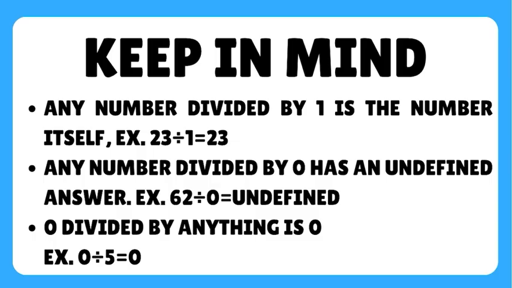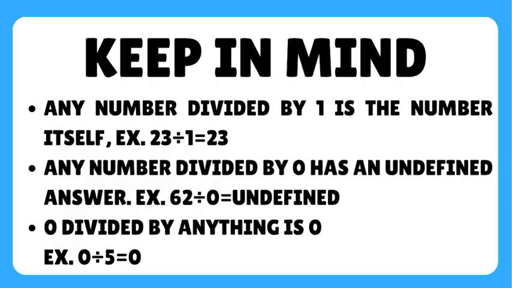Now keep in mind, these are 3 things that you need to know. Any number divided by 1, it is the number itself. In multiplication, when you multiply by 1, you get the number itself. In division, when you divide by 1, you get the number itself. So 23 divided by 1, it is still 23.